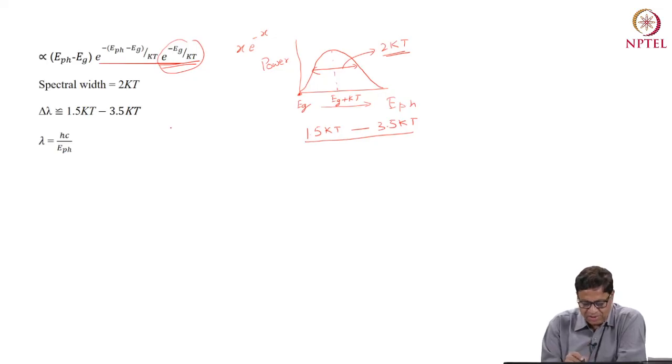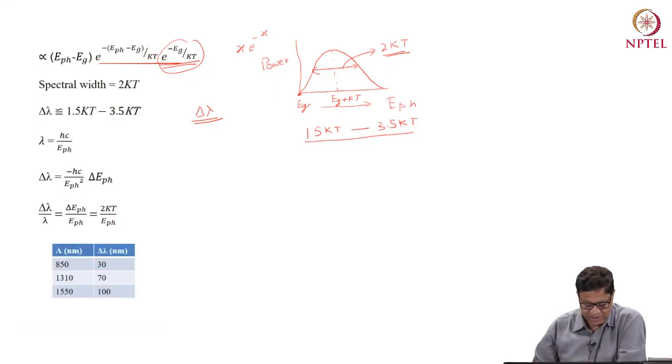So now let us find out the value of delta lambda. We know lambda is equal to hc by EPH. This is the wavelength which is generated because of this EPH. And if I differentiate lambda with respect to EPH, I get delta lambda is equal to minus hc by EPH square times delta EPH. And if I write in a different fashion, delta lambda by lambda is nothing but 2 KT by EPH.